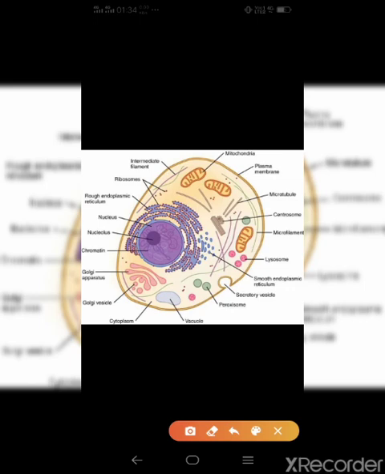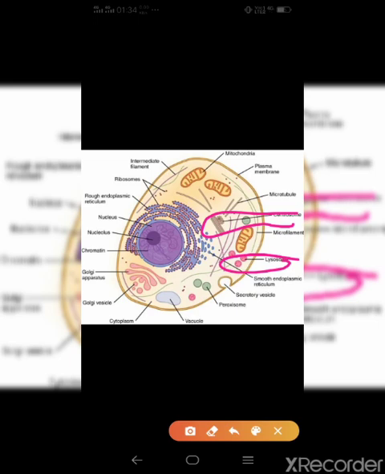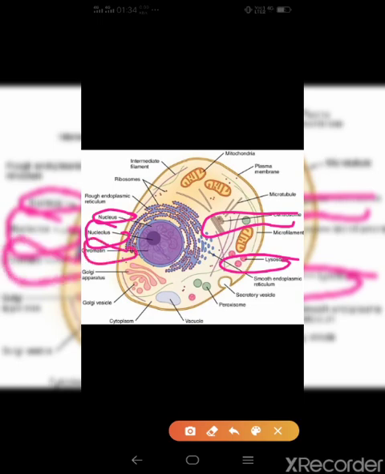Another few parts of the cell which you had already studied in class 9th, like lysosomes, centrosome, nucleus, nucleolus, chromatin, plastids.